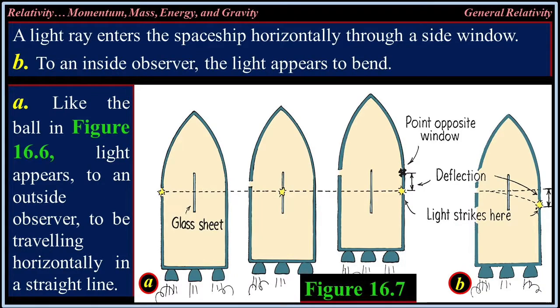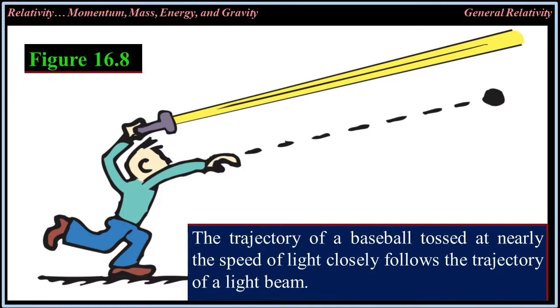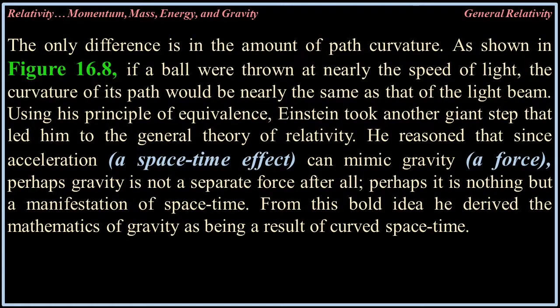A light ray enters the spaceship horizontally through a side window. A. Like the ball in figure 16.6, light appears to an outside observer to be traveling horizontally in a straight line. B. To an inside observer, the light appears to bend. The only difference is in the amount of path curvature, as shown in figure 16.8. If a ball were thrown at nearly the speed of light, the curvature of its path would be nearly the same as that of the light beam.